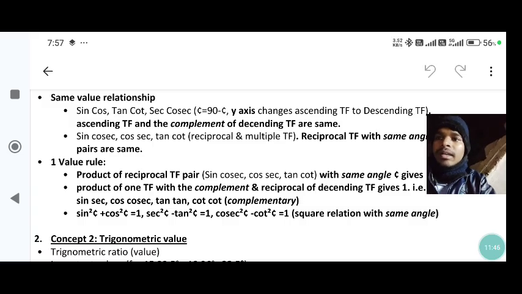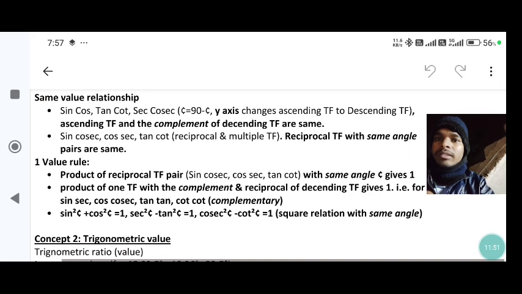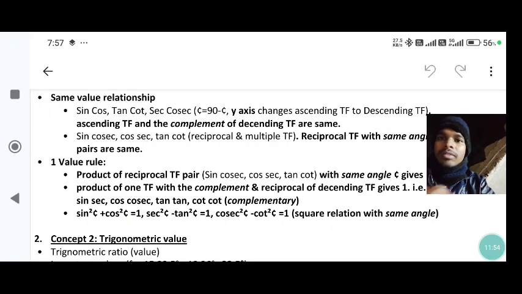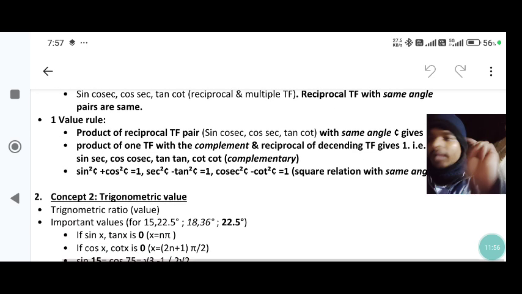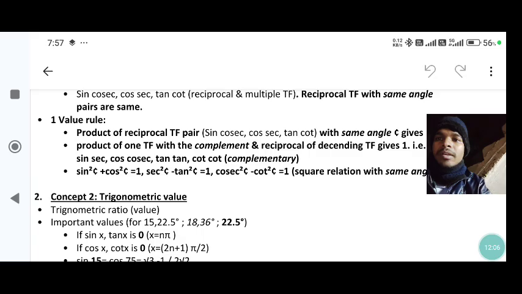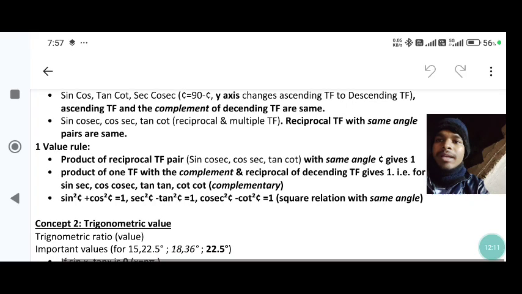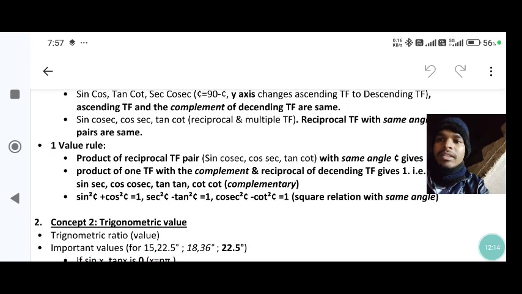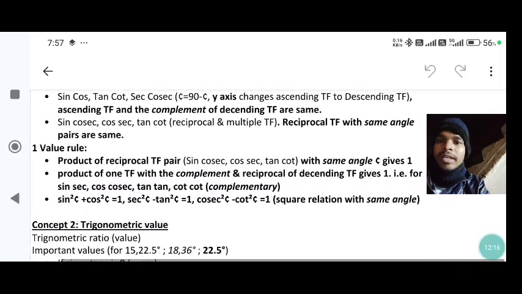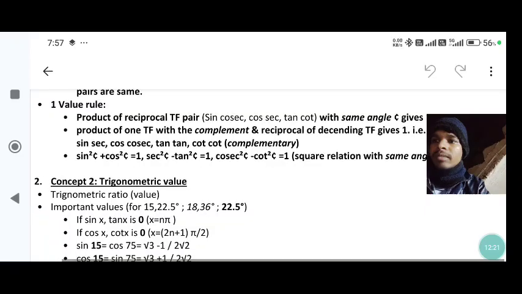Sin cosec and opposite, this opposite reciprocal and multiple trigonometric function hold the same angle, same magnitude, same value with the same angle pair. And the one value rule. What is the one value rule? It is the product of reciprocal trigonometric functions, which are sin and cosec, cos and sec, tan and cot. The product of these reciprocal trigonometric functions with the same angle, meaning sin theta and cosec theta, you can understand better, gives 1 if we multiply those two.